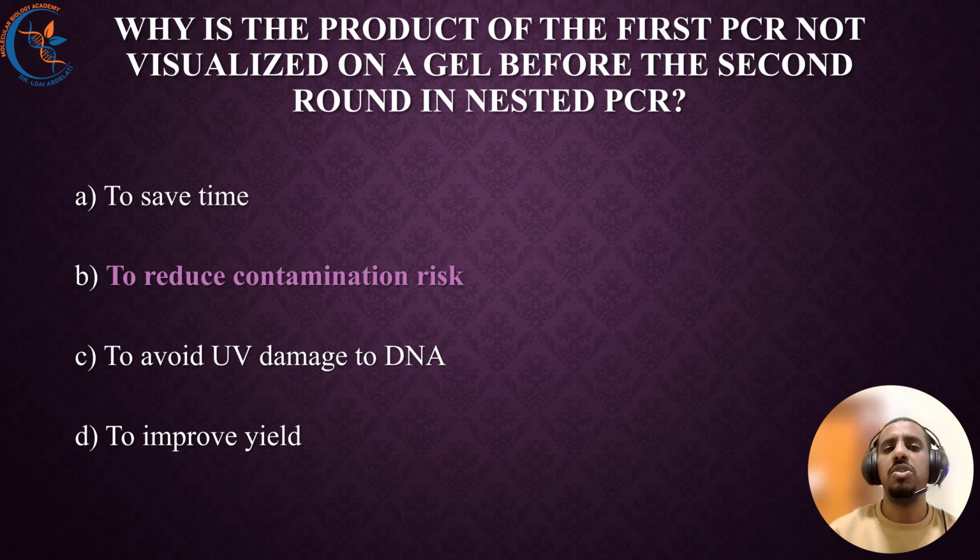The correct answer: to reduce contamination risk. All right. In a PCR workflow, opening tubes to check the first product can lead to aerosol contamination, which may compromise the accuracy of the result. Nested PCR avoids this step entirely, helping to maintain a clean and controlled environment throughout the process. All right, let's move on.